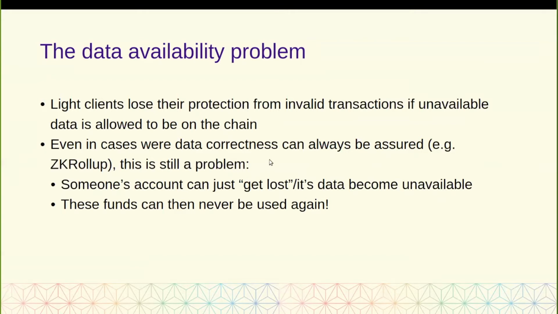For example, some might think, oh, it's okay, in ZK rollups, for example, we always know that the data is correct. It can never be falsified because there's a zero knowledge proof about its correctness. But it's still a problem, because the data belonging to some account, even though it's always correct, might get lost. Nobody might know the correct witness to get that data. And then basically you can never use those funds again that are on that account. So that's still a pretty big deal if your funds get lost through such a fault.